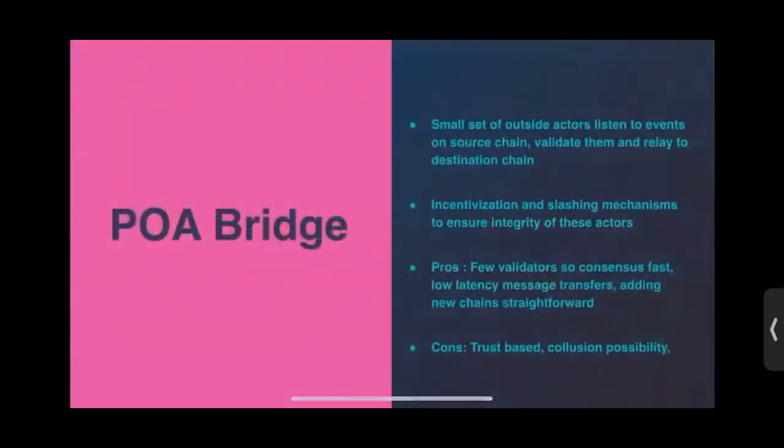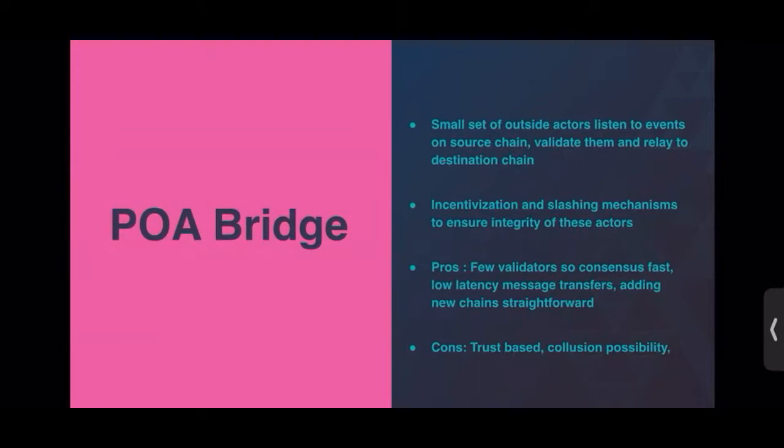One of it would be the proof of authority bridge. What that means is it's a small set of actors that are listening to events on the source chain, validating them, and then relaying it to the destination chain. Proof of authority helps with integrity by providing, number one, an encouraging incentivization model, and number two, a slashing mechanism for malicious actors, which means they can no longer participate in validating transactions. In most extreme scenarios, a slashed validator may lose their entire stake in the network.